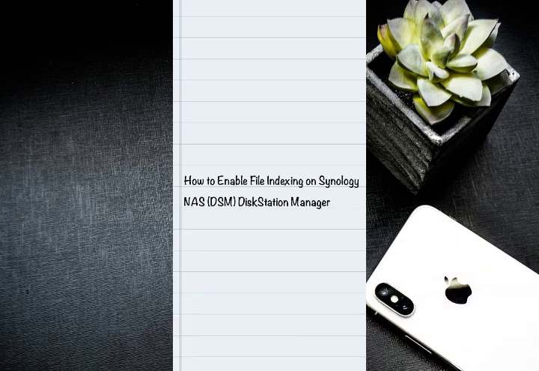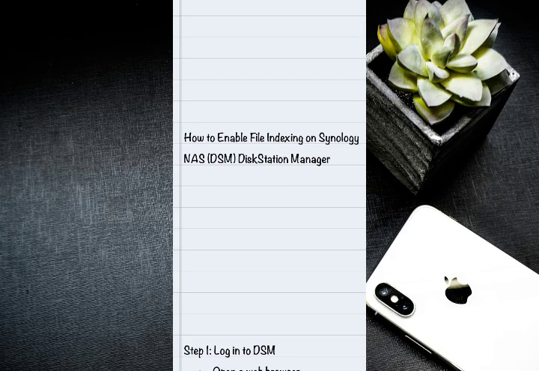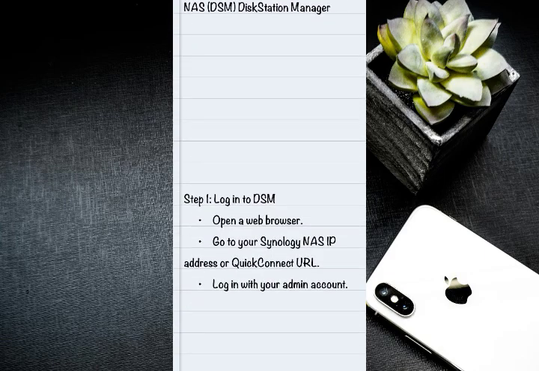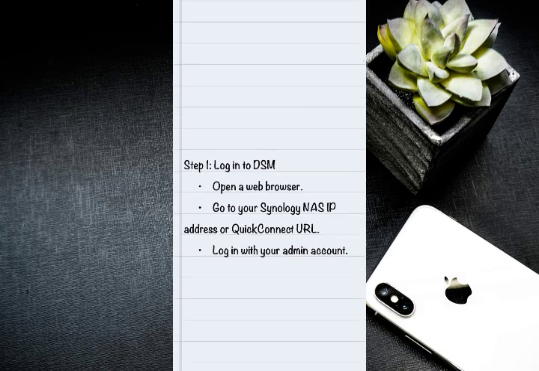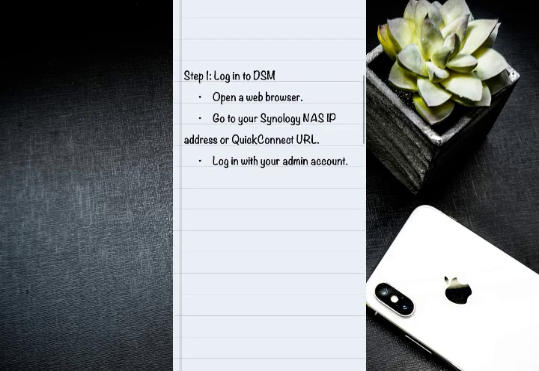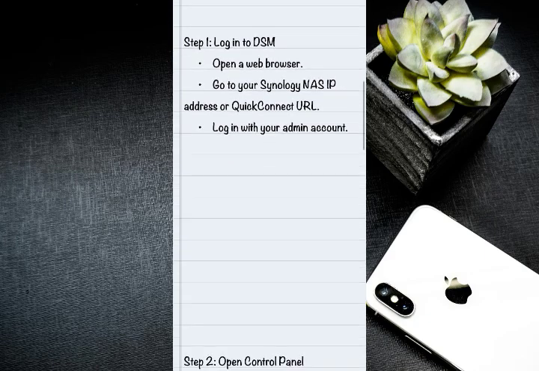In this video, I'm going to walk you through an easy step-by-step guide on how to enable file indexing on Synology NAS. So to get started, we'll do a quick and straightforward guide. So the first thing to do is to open a web browser, then go to your Synology NAS IP address or QuickConnect URL, then log in with your admin account.